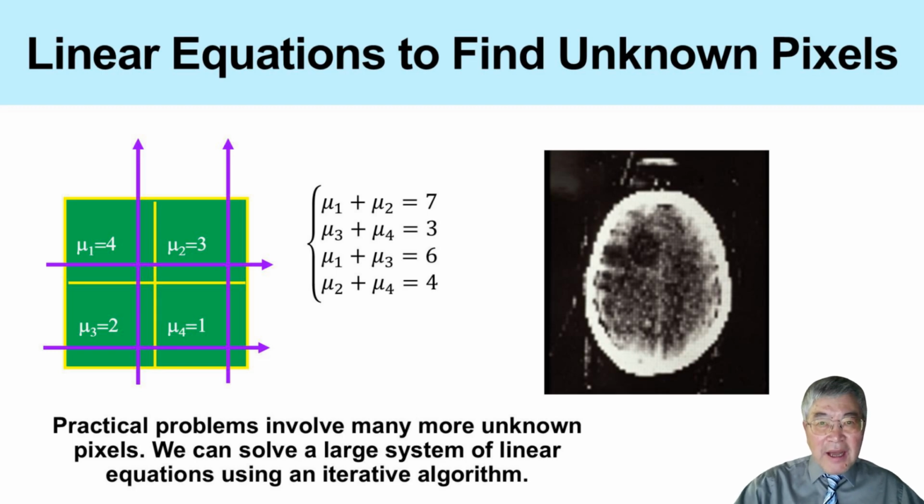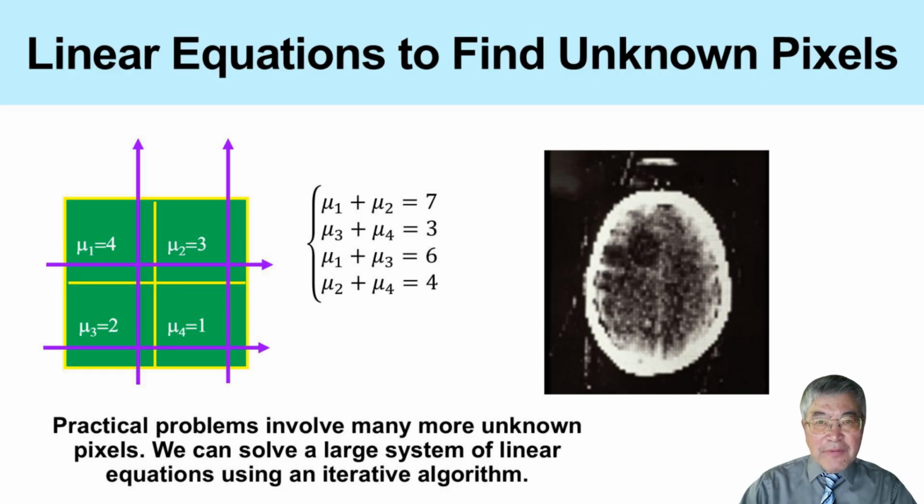Whenever we send an X-ray beam through the object, we measure what we call a ray sum. Mathematically, each ray sum gives us one linear equation. Let us use a very simple example. Suppose the image has only 2 by 2 pixels. Then we have 4 unknown pixel values. We can call them mu1, mu2, mu3, and mu4. To determine these 4 unknowns, we need enough independent equations.